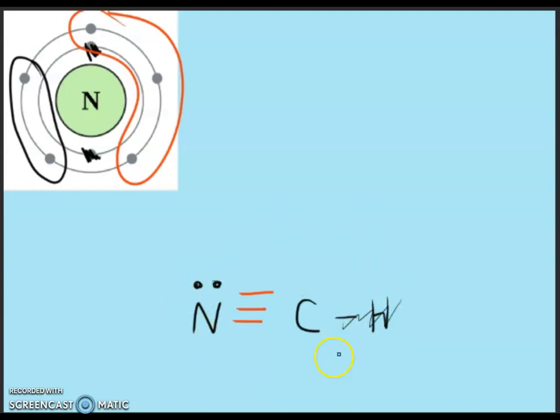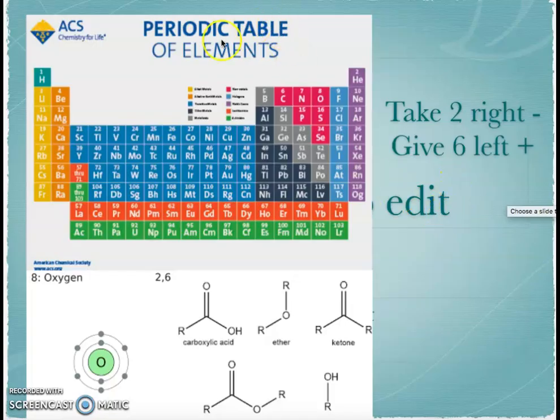Just wanted to demonstrate how I would show nitrogen needs that amount of bonds and has that amount of lone pairs. So here we have oxygen, and oxygen is going to be right here on the periodic table. As you probably figured out the pattern by now, you can either take 2 and go right, or give 6 and go left. We're going to be taking 2 and we're going to be going right.